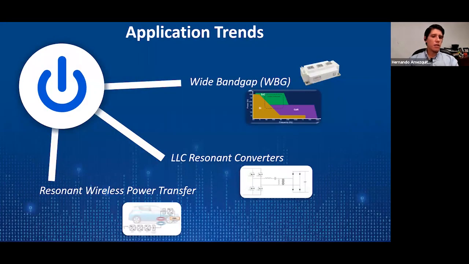And then if we talk about the power market, there are three trends that we follow in the power space: the wide bandgap semiconductors, like silicon carbide and gallium nitride, the MLCC resonant converters, and the resonant wireless power transfer. Now, these are completely independent, because wide bandgap semiconductors is more of a technology that can be used, for example, combined with other application trends like the MLCC resonant converters, but we'll look at them independently.